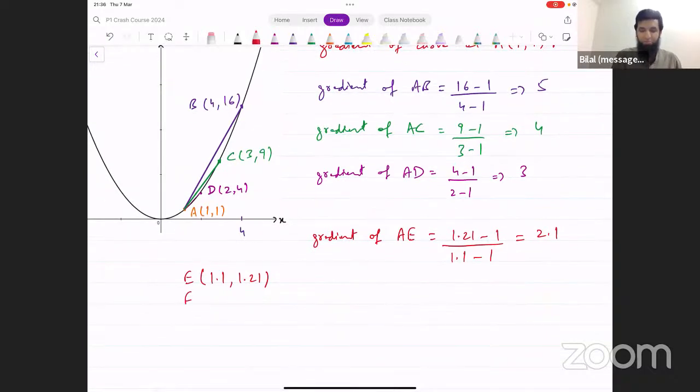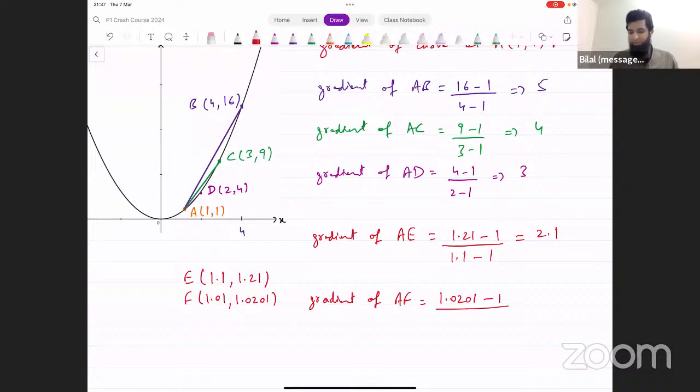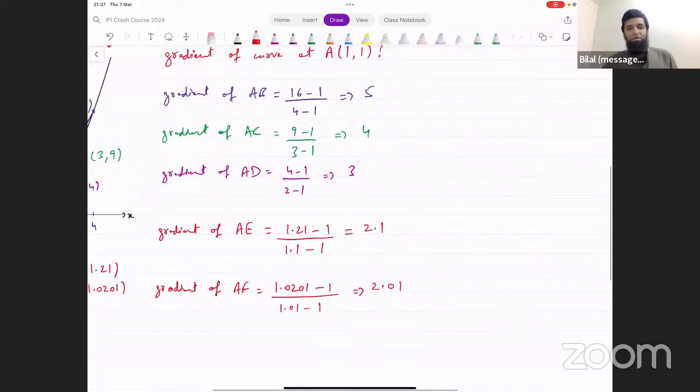If I were to keep doing this, let's take one more value. Let's take 1.01, for instance. What does that give us? 1.01 squared gives me 1.0201, and the gradient of AF, what does that turn out to be? 1.0201 minus 1 divided by 1.01 minus 1 gives us 0.0201 divided by 0.01, and that's giving me 2.01. Let me try again. 0.0201 divided by 0.01, that's 2.01. Yeah.